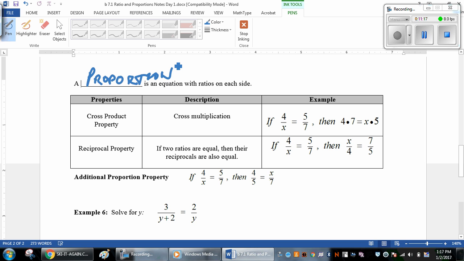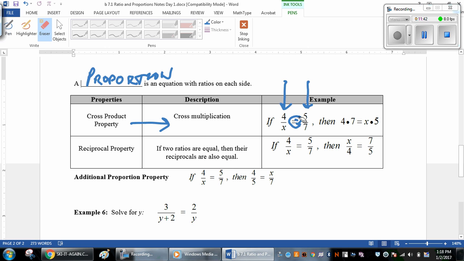Now, you guys have seen a lot of proportions before, but you may not even realize it. So the first important thing here, this is the cross product property, and this is where we're going to cross multiply. So make sure we got this straight in our head. We use cross multiplication when we see two fractions and an equal sign. That's when we cross multiply. Okay, we cross multiply, we multiply the 4 and the x.